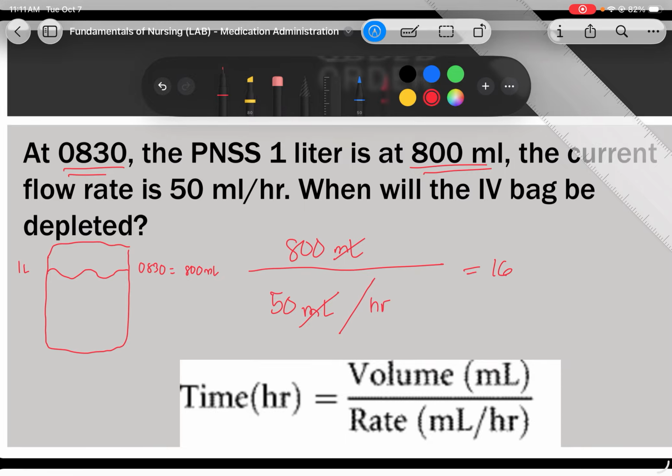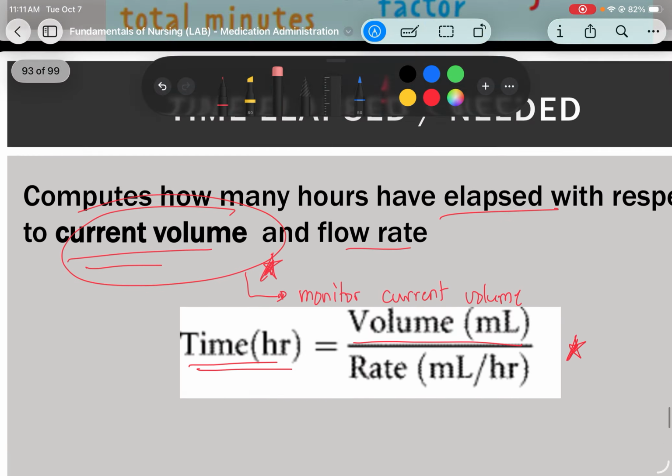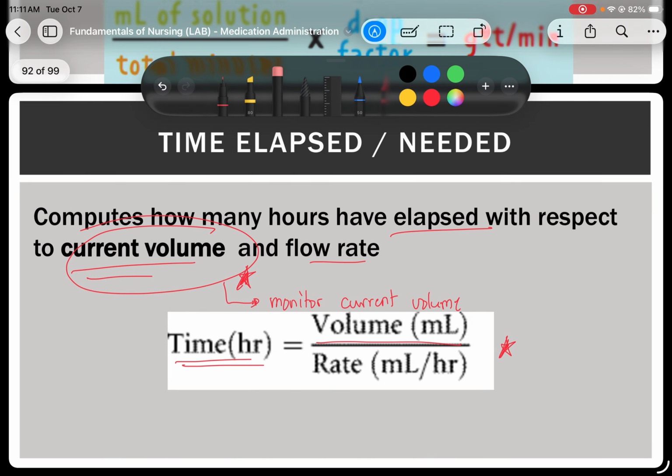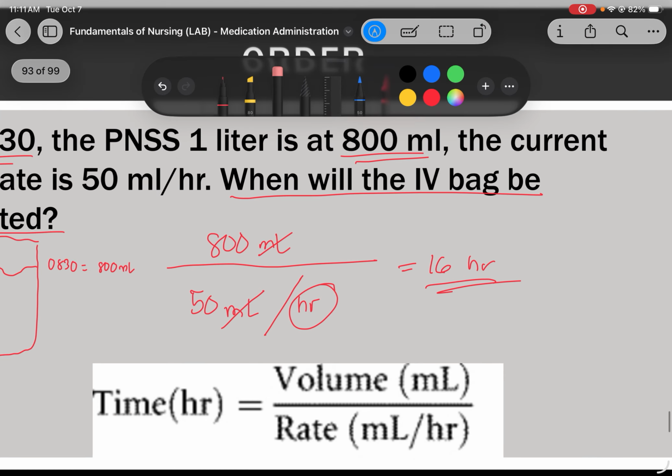800 divided by 50 is 16, no? What's the remaining unit? Hours. 16 hours. Is that the final answer? No, because what was asked is, when will the IV bag be depleted? So what we will do, class, as I've mentioned before, relative to this is the time elapsed, meaning how many hours have run.